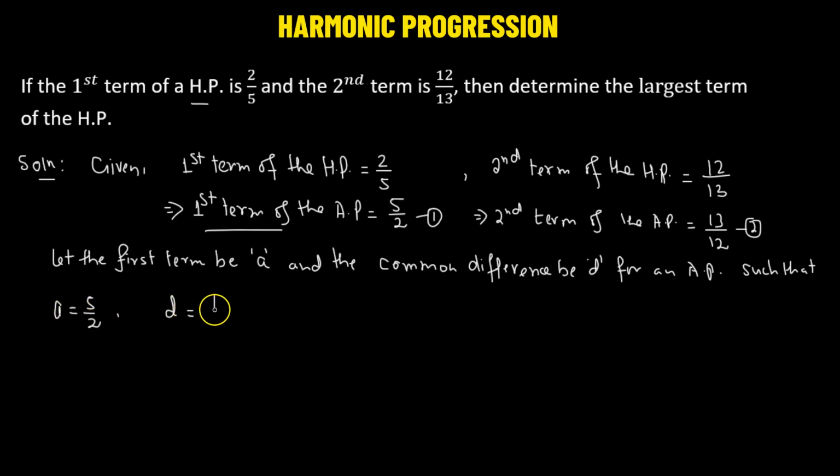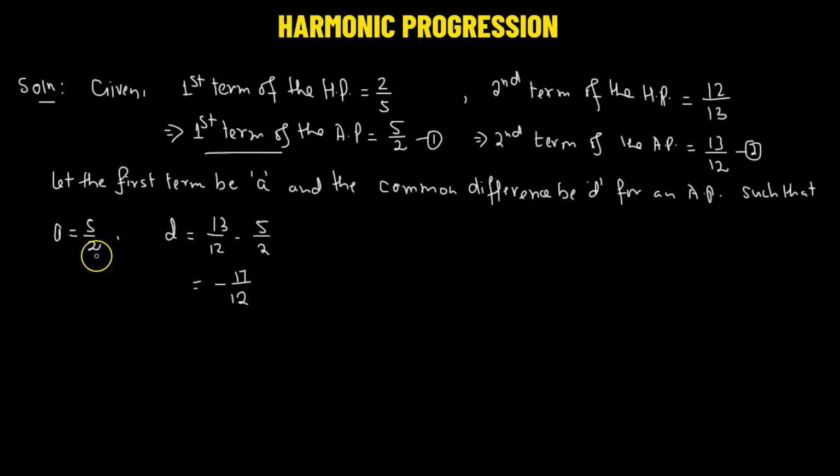All we have to do is take the second term, which is 13 over 12, and from it subtract the first term, 5 over 2. So this is going to give us a value of minus 17 over 12. Fine. So that is the common difference. Now that we have the first term and the common difference, let's find the nth term. The nth term of the arithmetic progression, represented by a_n, is given by a plus n minus 1 times the common difference d.